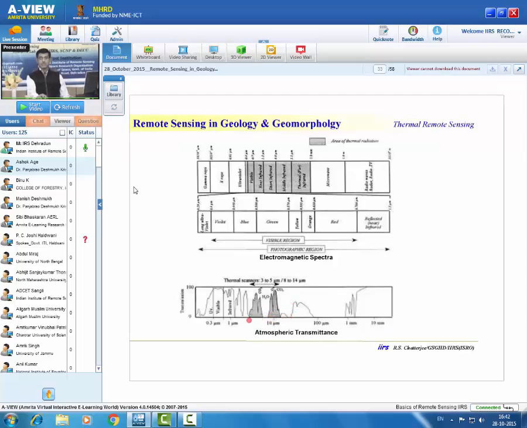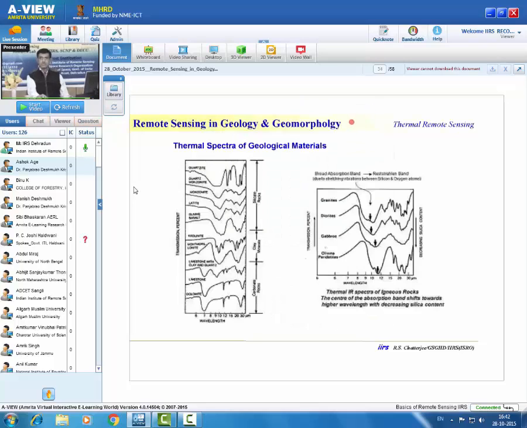This is 3 to 5 and 8 to 14, and then followed by this other one. Now this is the thermal spectra. If you see the thermal spectra of geological materials, the thermal absorption peaks are very characteristic for different rocks. So using these absorption peaks, you can identify different rocks. But at this moment, for thermal images available from satellite data, the resolution is a problem. So we don't have very fine resolution thermal data.